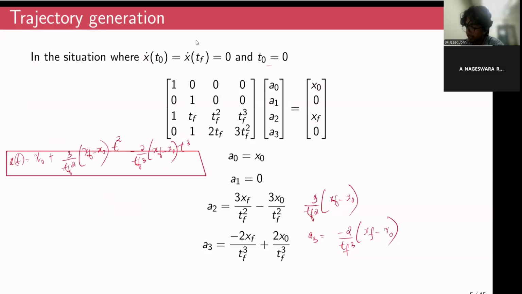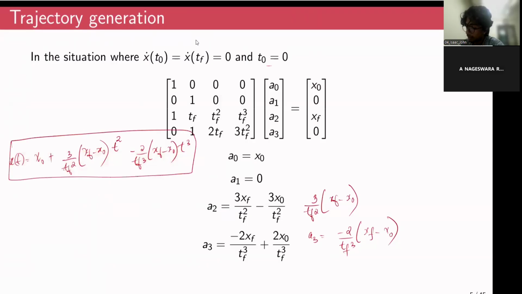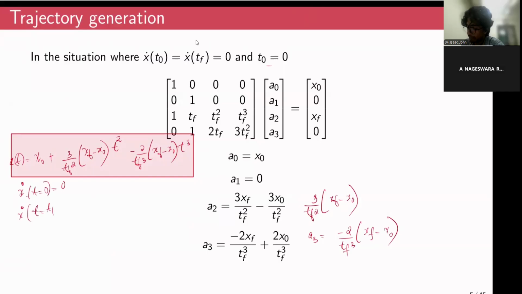So you can directly use this analytical expression, provided the initial velocities, x dot at time t equal to 0, is 0 and x dot at t equal to tf is also 0. In this particular case, you can directly use this expression. Otherwise, you will have to substitute in the corresponding values and then find the inverse of this coefficient matrix and multiply it with whatever boundary conditions that you have. That's one way to do that.